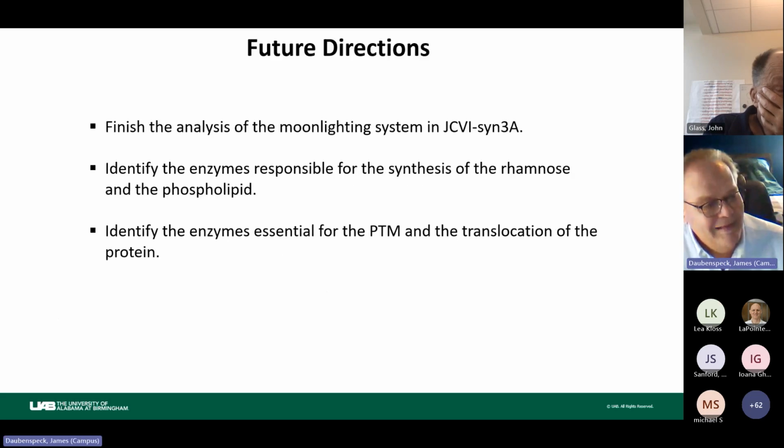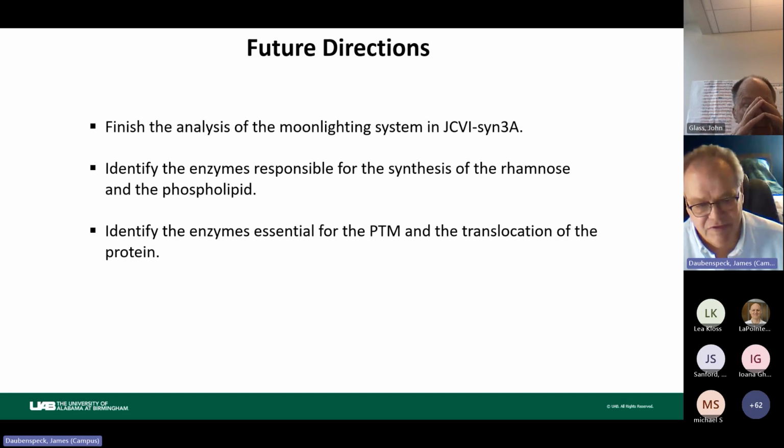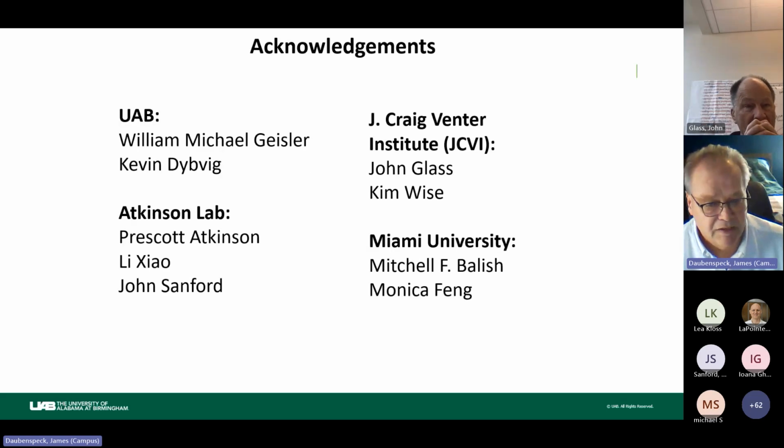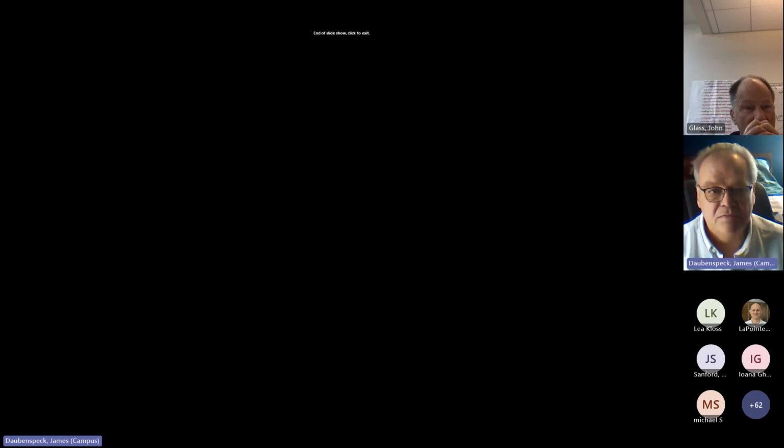Now, future directions, of course. Over the next couple of months, I'm going to finish this analysis of the moonlighting system. We're going to do experiments very similar to what I've shown you for pulmonis, including some flow experiments to show that these enzymes are on the surface of the cell. I'd like to identify the enzymes responsible for the synthesis of rhamnose and that phospholipid. And I'd like to identify the transport mechanism to move the protein or the enzyme from the cytoplasm to the surface. So I'll acknowledge everybody, and be more than happy to take any questions.